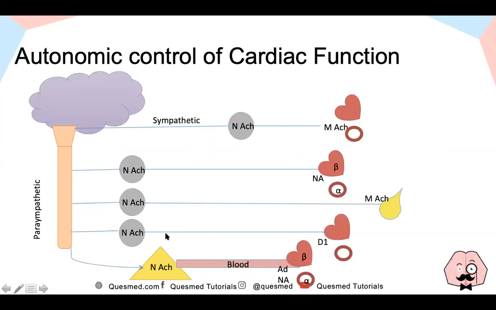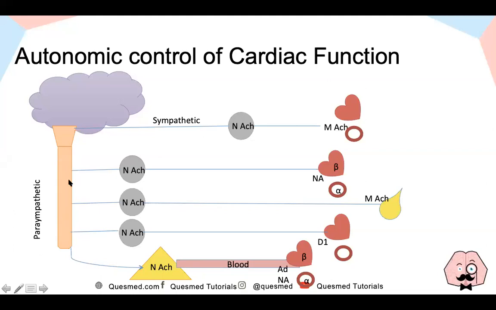So here's a little schematic of the autonomic control of cardiac function. This looks into the types of receptors and the type of nerves that feed into the heart. Our parasympathetic at the top here is our vagus nerve. We've got our nicotinic acetylcholine receptors and our muscarinic acetylcholine receptors, and they reduce heart rate, reduce vascular tone and keep blood pressure low.